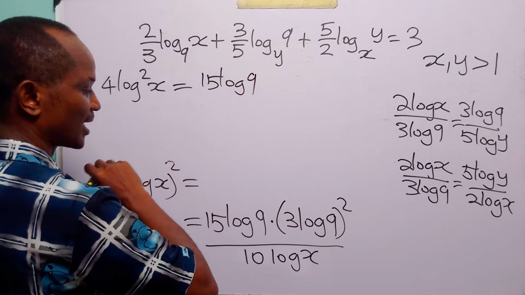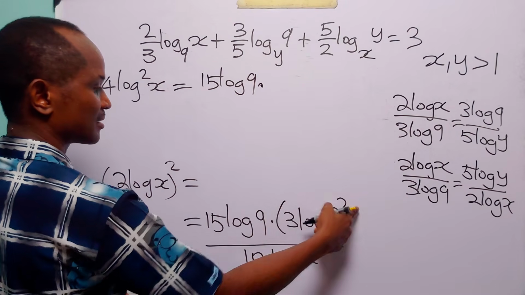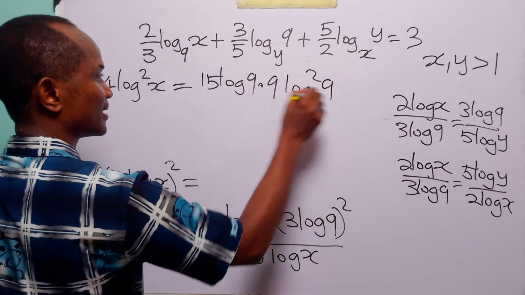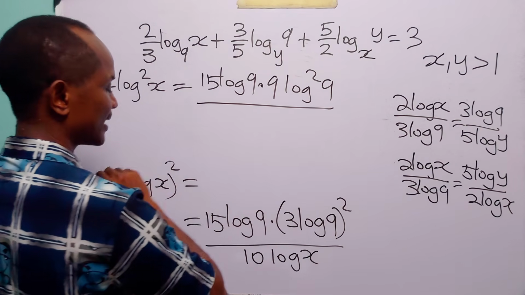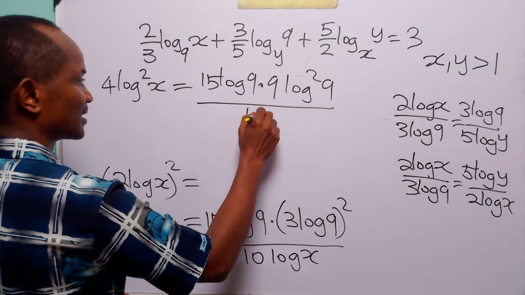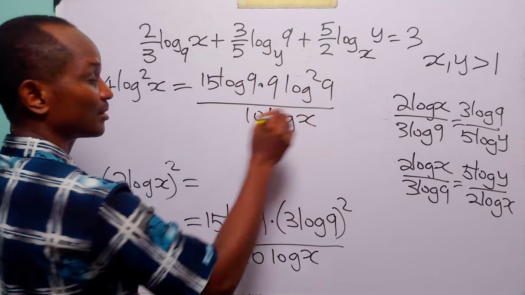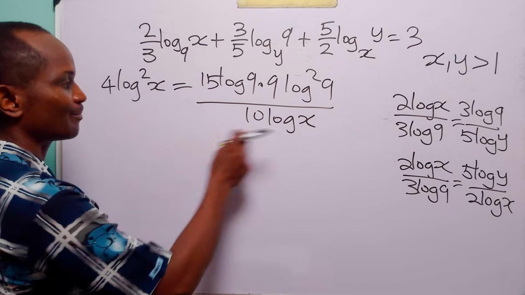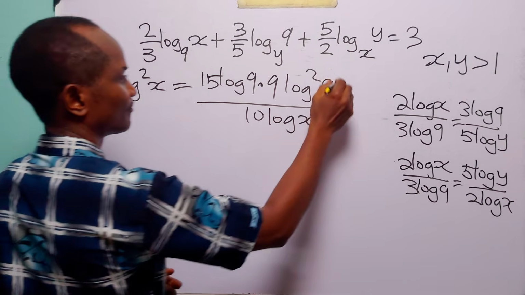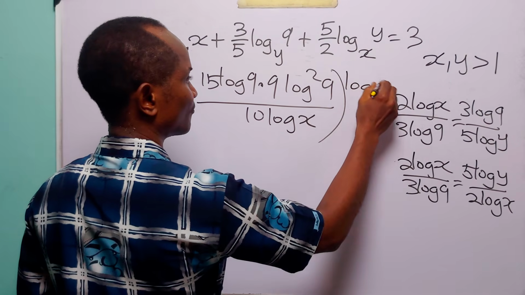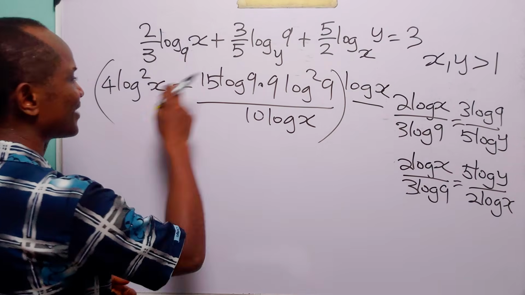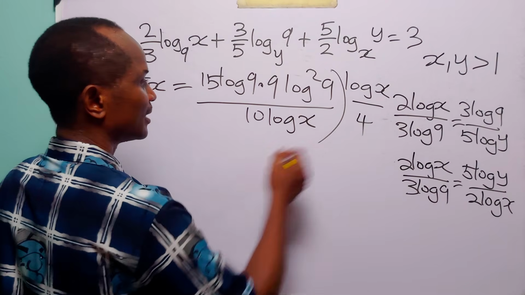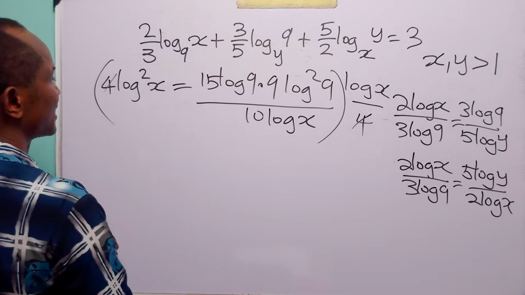15 log 9 times 9 log squared 9 divided by 10 log x. Now let us multiply through this equation by log x and divide through this equation by 4. Of course, this is going to cancel that.